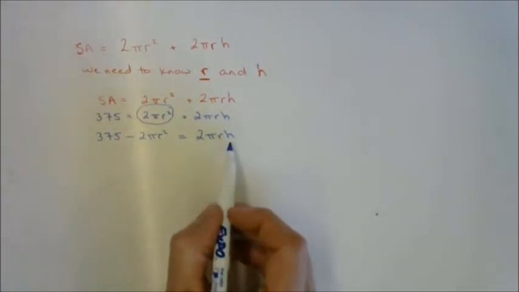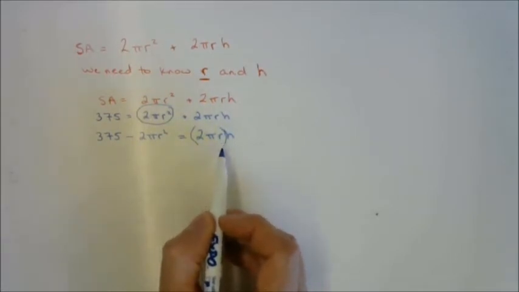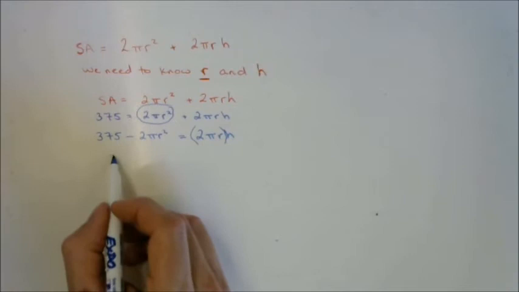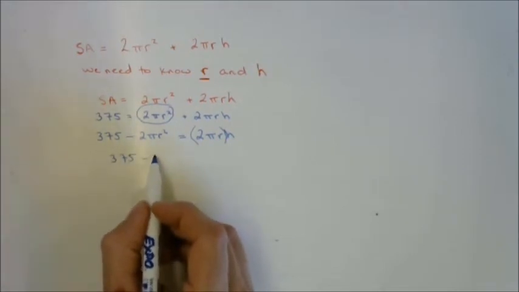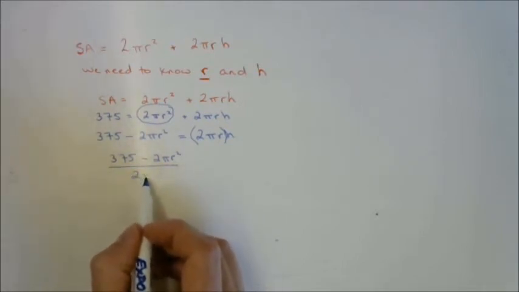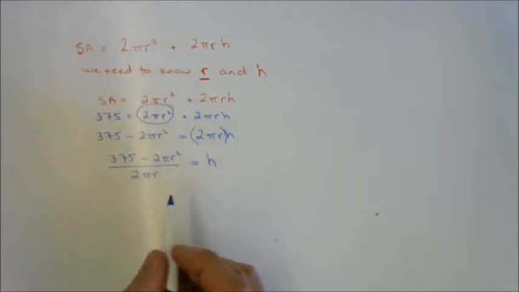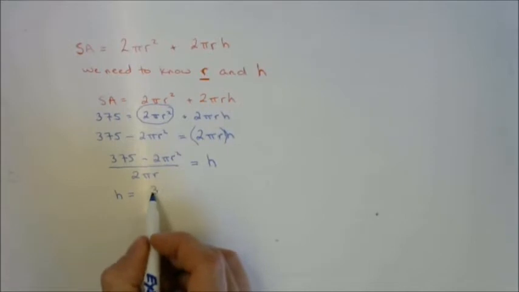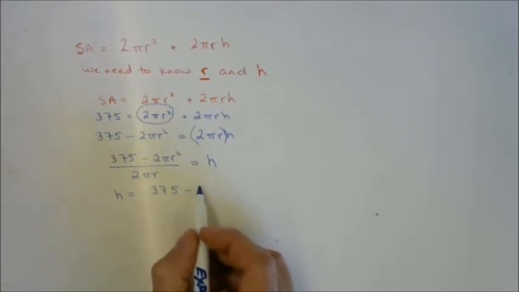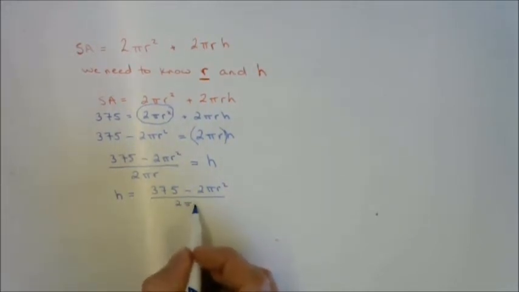Alright, well now I have this h over here, and it's attached by multiplication to 2 pi r. So how can I detach them? I can divide both sides by 2 pi r. Okay? So on the left, I have 375 minus 2 pi r squared divided by 2 pi r. And on the right, what am I left with? Just h. I'm going to flip that around so that I have h on the left, and 375 minus 2 pi r squared over 2 pi r on the right.